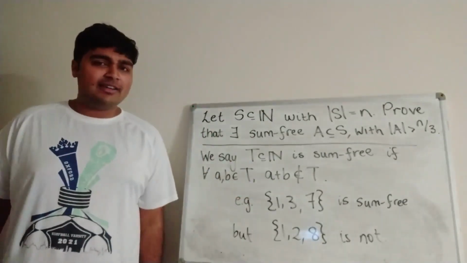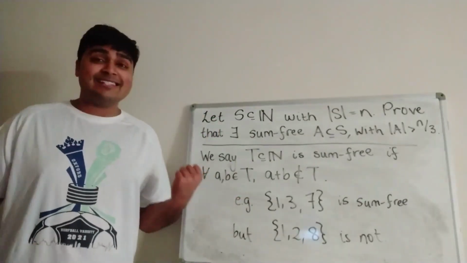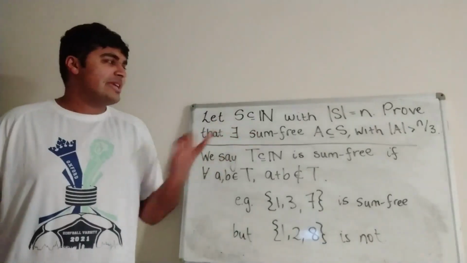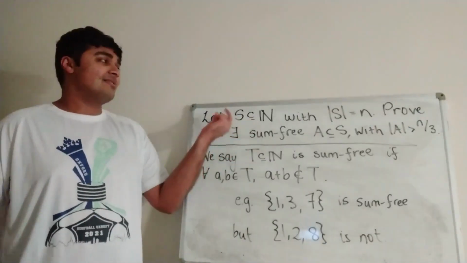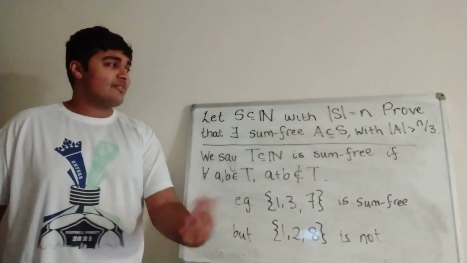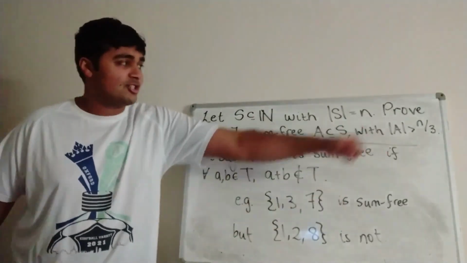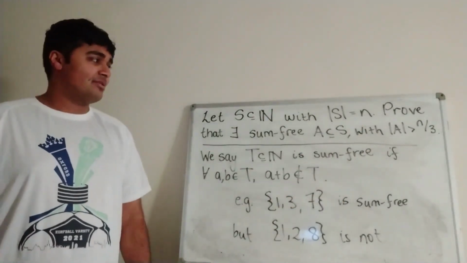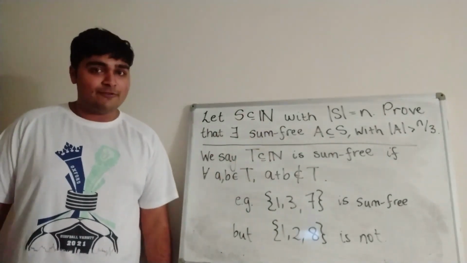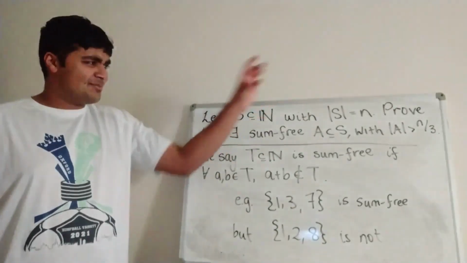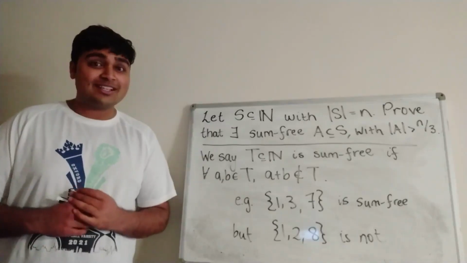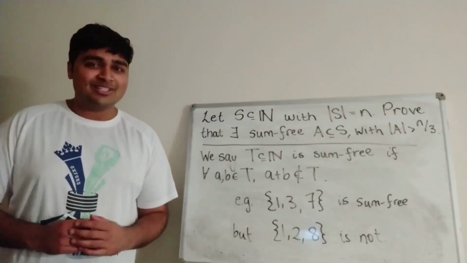So essentially our little problem here is to prove that for any subset S of the positive integers, we can find a subset A of S which has large size, so size bigger than n over 3, with A being sum free. Okay, so if you want to have a go at this problem, pause the video now and give it a go for yourself, and I'm going to jump straight into a solution.